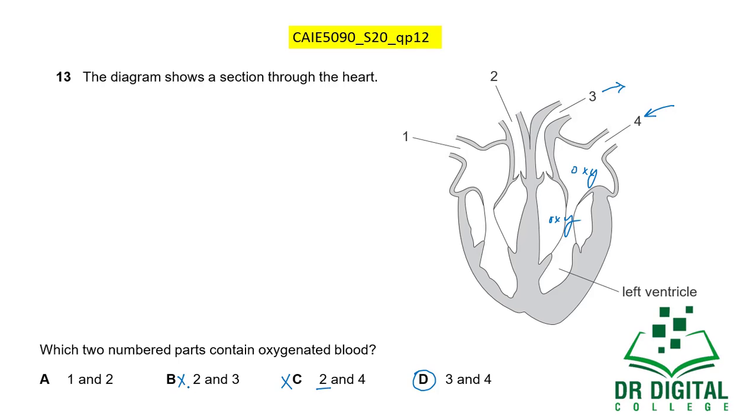B is wrong because of 2 and 3, 2 is once again the pulmonary artery. It cannot have oxygenated blood because this right side of the heart has deoxygenated blood. A is wrong. 1 and 2 both have deoxygenated blood.